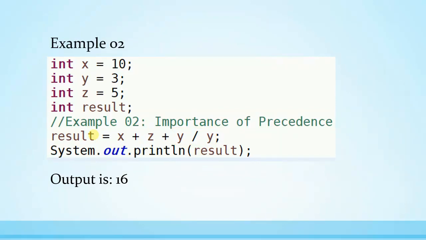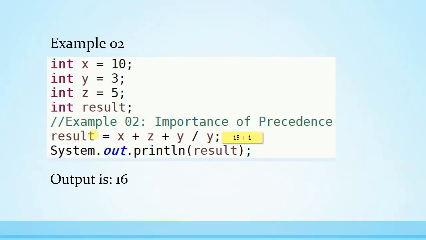Now the expression looks like this: x plus z plus 1. Now when we execute the expression, x plus z is evaluated. Now x plus z is 10 plus 5, which is 15. Then one more plus operator is applied. 15 plus y divided by y, which is already computed, which is 1. So 15 plus 1 equal to 16. So that's how this expression is evaluated.